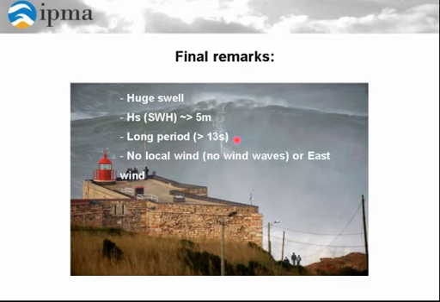Okay, thank you, Sergio. Very interesting, this case. Of course, we had huge, high significant waves all over the coast, but of course in Nazaré we have this very, very interesting event in the Nazaré area.